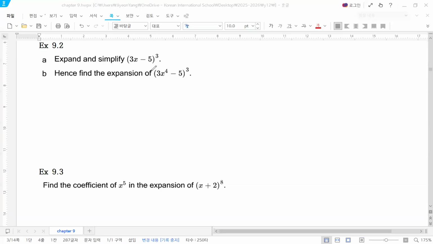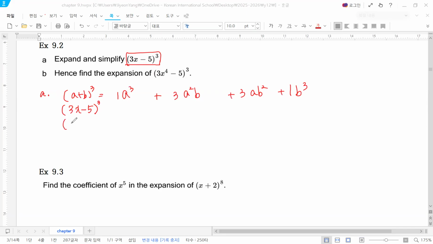So expand and simplify. So cube. If I were you, I'm going to write down a plus b cubed first. Firstly, 1, 3, 3, and 1. Remember this coefficient by using Pascal triangle. And then a cubed, a squared b, ab squared, and then b cubed. Do you understand? Then the binomial expansion you need to do is 3x minus 5 cubed, which you can write as 3x plus negative 5 cubed.